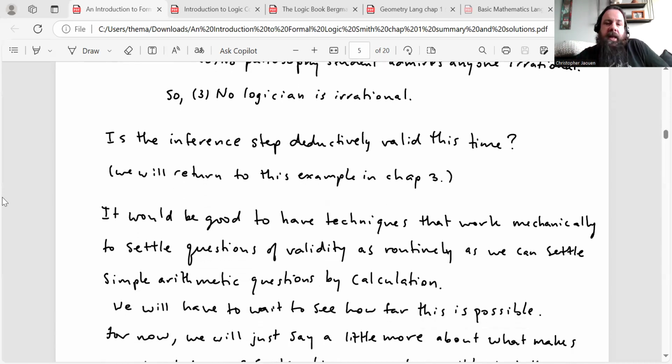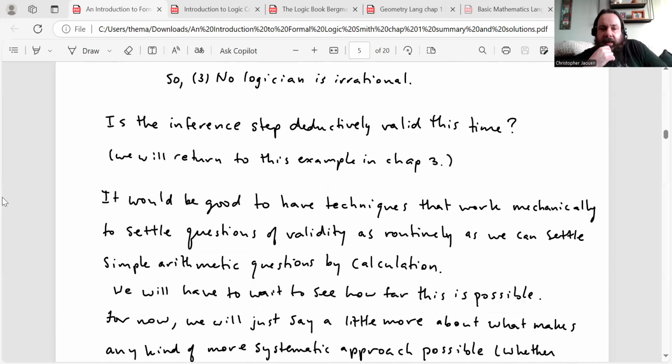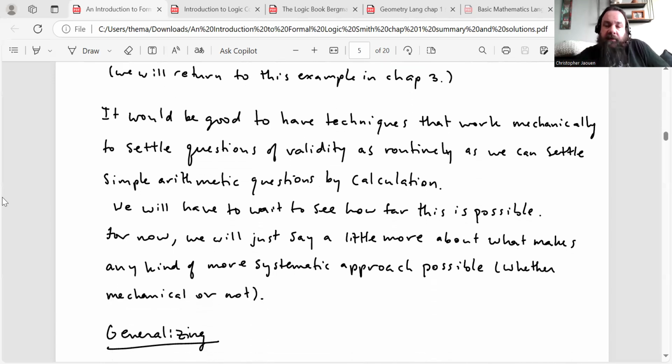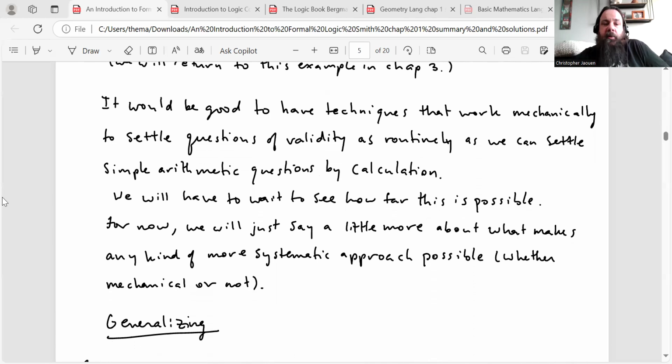It would be good to have techniques that work mechanically to settle questions of validity as routinely as we can settle simple arithmetic questions by calculation. We will have to wait to see how far this is possible, but for now, we'll just say a little more about what makes any kind of more systematic approach possible, whether mechanical or not.